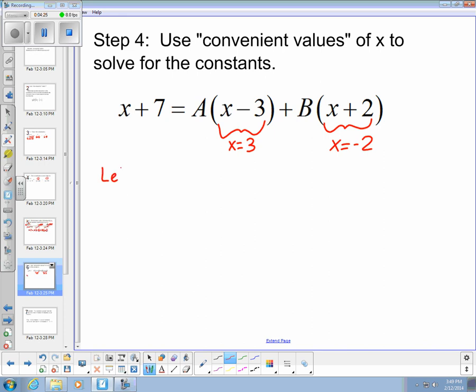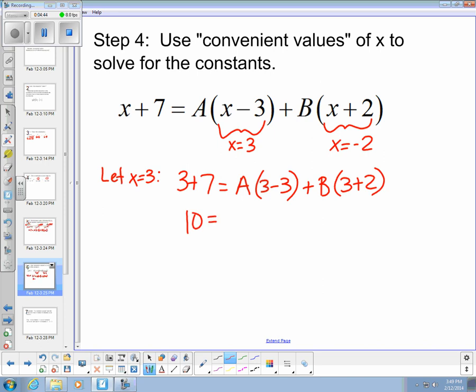So I'm going to first let x equal 3. So everywhere in that equation that there's an x, I'm going to substitute a 3. So 3 plus 7 equals A times 3 minus 3 plus B times 3 plus 2. 3 plus 7 is 10. The A is going to be times 0, so if I have 0A, I don't have to worry about it anymore. And then I've got a 5B. Now I just have a very simple equation. I divide both sides by 5, and I get B is equal to 2.